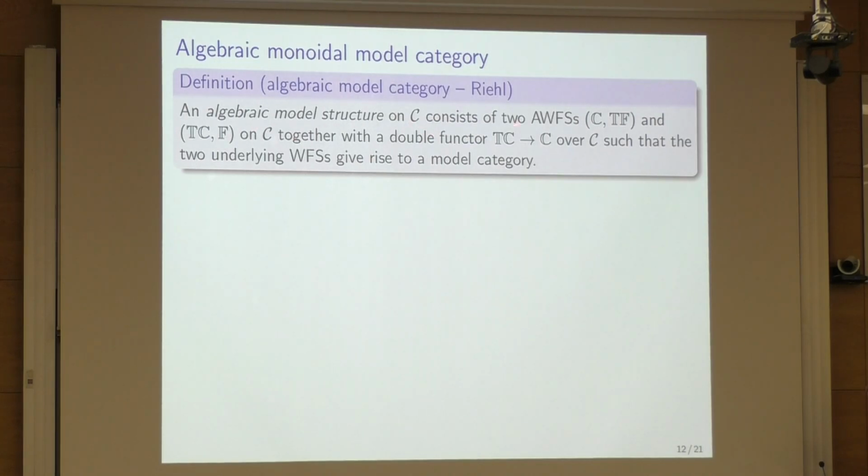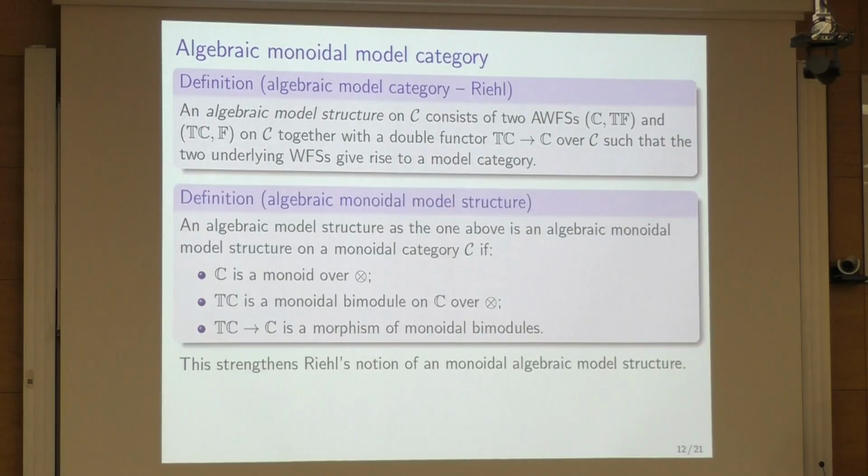That consists of two algebraic weak factorization systems, which we write like this. We want to say that every trivial cofibration is also a cofibration, which we can say just by the existence of a double functor. And then the underlying weak factorization systems of these algebraic weak factorization systems give rise to a model category. So that is an algebraic model structure.